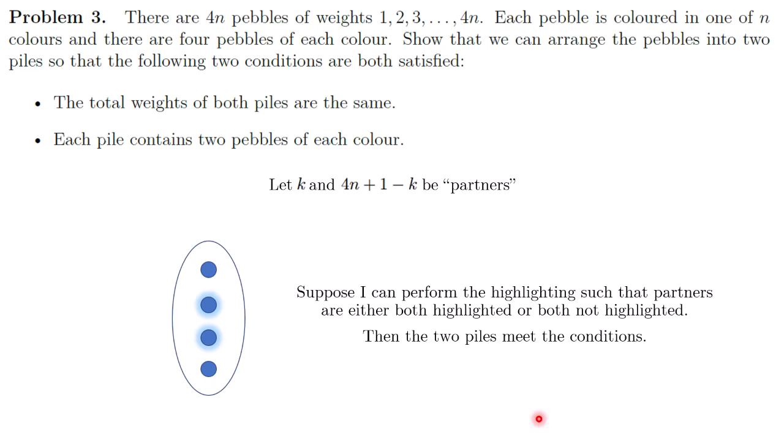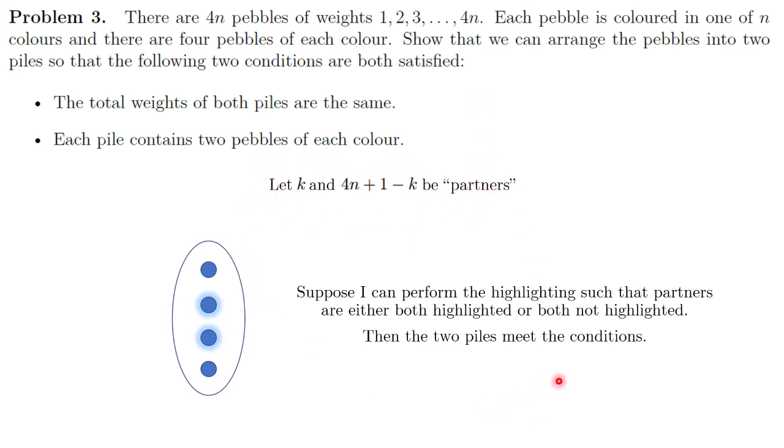Similarly for pile B, they are again all made up of pairs of partners. There are no lonely pebbles in pile B. And so therefore, all the 2n pebbles in pile B pair up nicely with their partners, and there are n pairs of partners in pile B. So pile A and pile B have the same number of pairs of partners, and each pair of partners sums up to 4n plus 1.